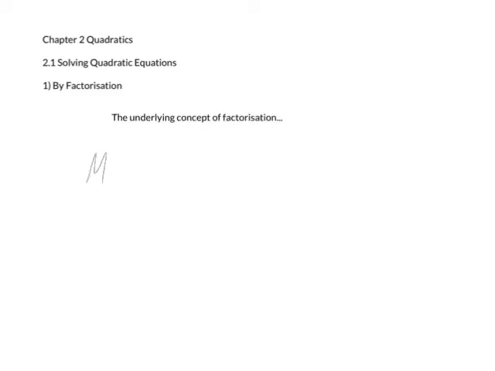The underlying concept of factorization. If we have two numbers, m and n, and they multiply together to equal 0, well, quite quickly I would imagine you'd come to the conclusion either m is the number 0 or n is the number 0. If they're both non-zero, then they can't possibly multiply to make 0, so one of them has to be 0.